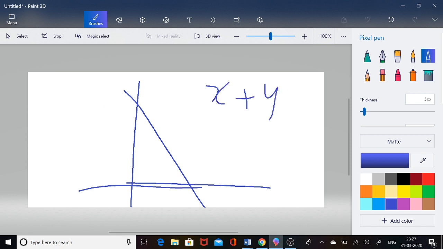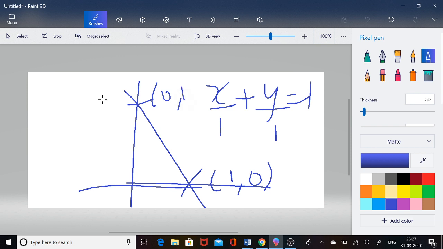x plus y equals to 1. So divide by 1 over here. It is cutting at 1 comma 0 and 0 comma 1. The other part is x minus y equals 1. So the other will cut at minus 1, 0 comma minus 1, and 1 comma 0.